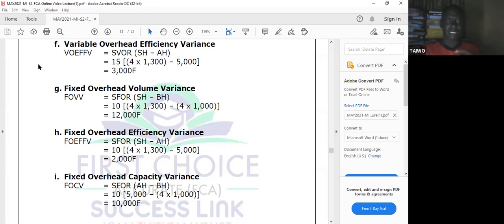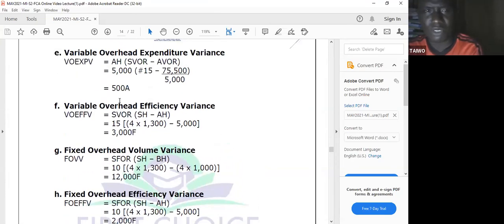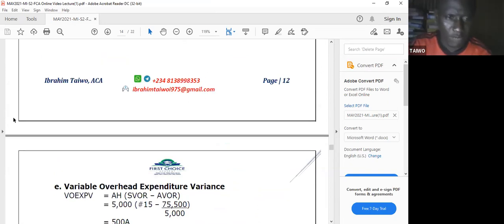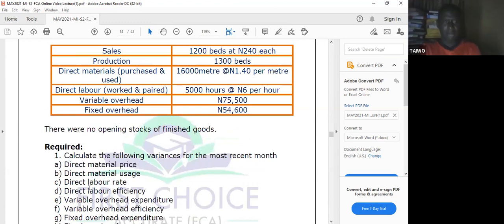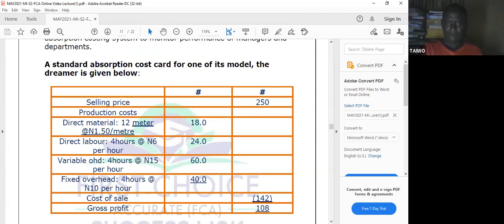Now, in that format, if you are looking for your fixed overhead volume variance, it is the standard fixed overhead rate into standard hour minus budgeted hour. How many hours do we budget to spend, and how many hours do we actually set to spend on what we actually produced? Whatever you have, you multiply by the standard fixed overhead rate. Let us first go and get the standard fixed overhead rate. Go to the standard information. Standard fixed overhead rate is 10 naira per hour.